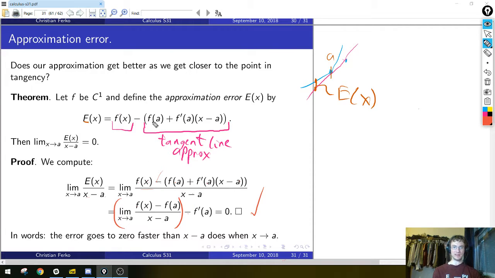It's just that, you know, this is the definition of the derivative, so the fact that the error goes to 0 this fast is really just, I mean, almost a tautology. So again, I'm just emphasizing that we're both showing that this approximation gets better as we approach a, and it gets better faster than x minus a goes to 0. So this is kind of a way of quantifying how rapidly the error diminishes.